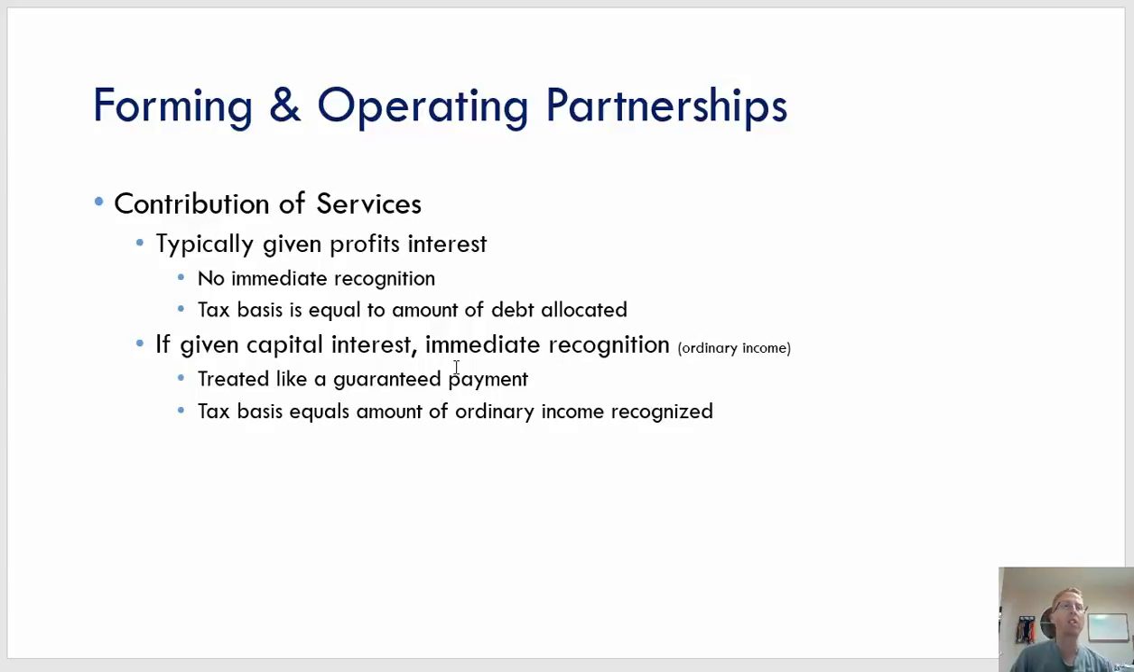Now let's deal with some of the other auxiliary items. Contribution of services. We made a distinction between a profits interest on one hand and a capital interest on the other. A profits interest is just a partner's rights to future profits of the partnership. They don't have any rights today. They just have rights in the future. Said differently, if I were to liquidate the partnership immediately after giving you a profits interest, you would be entitled to nothing. Well, then you have a profits interest.